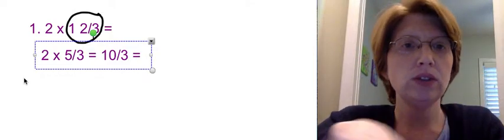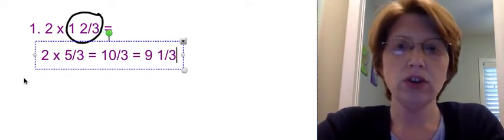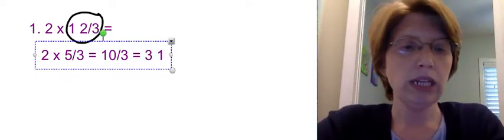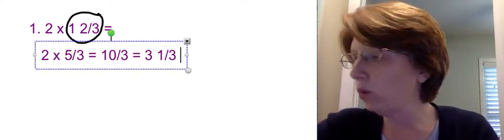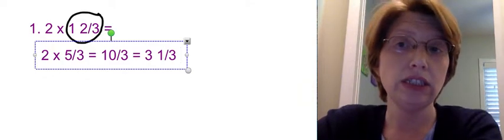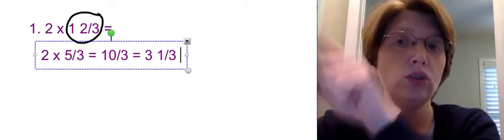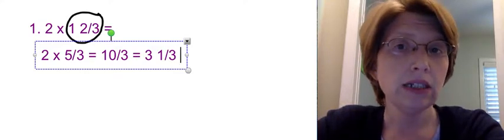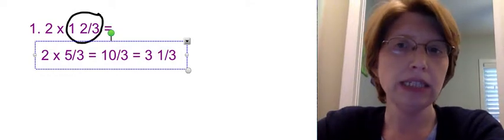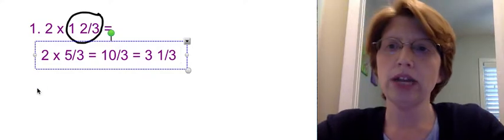Okay, 3 goes into 10 3 times with 1 left over, and that'll be 3 1/3. Now, do you see how that's different? If you had just done 2 times 1 and then kept that, you would have 2 2/3. Is that right? No, it's not right. So we have to change the mixed number to an improper fraction and then multiply. Okay, let's try another one.